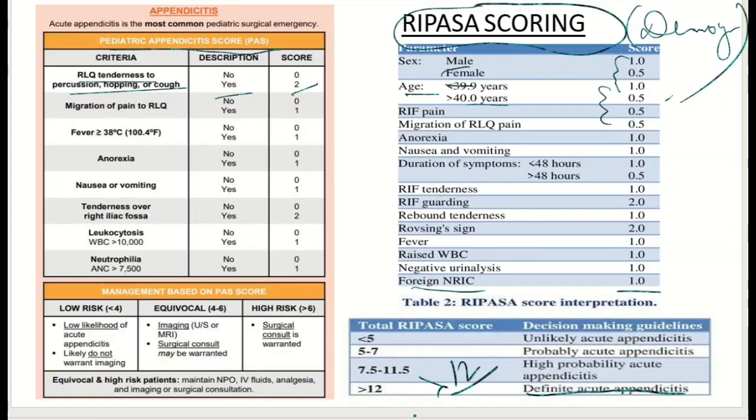If the score is equivocal, 4 to 6 in the PAS system, then imaging is done, ultrasound or MRI. A surgical consultant may be warranted. If it is a high score, more than 6, a surgical consultant is taken.